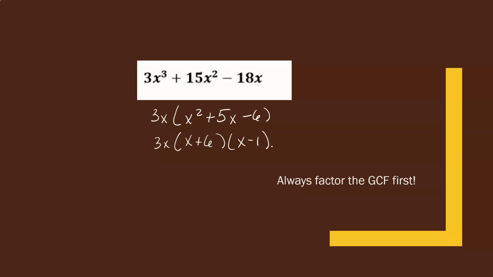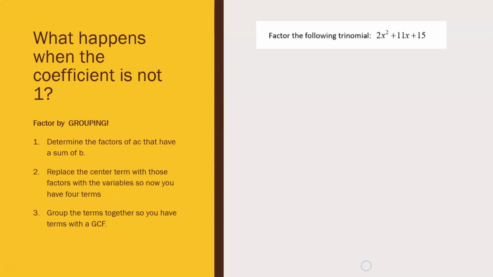So we are lucky enough that after we factored, the trinomial had a leading coefficient of 1. But that isn't always going to happen. And what happens if it isn't? Well, here are the steps you need to take, and I'm going to walk you through an example. You're going to use a technique called factoring by grouping.